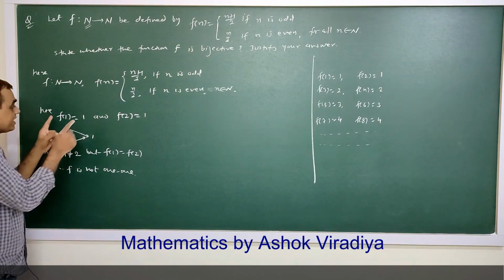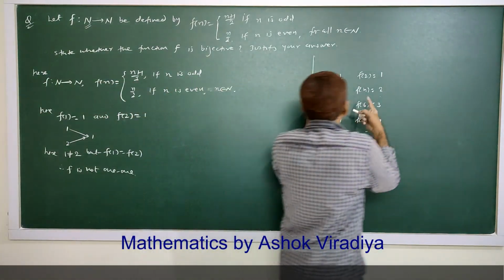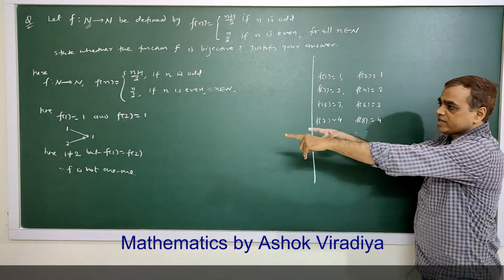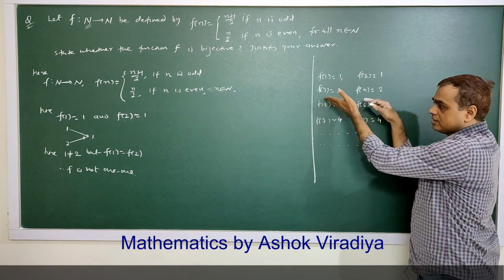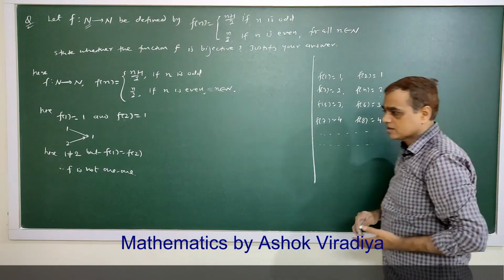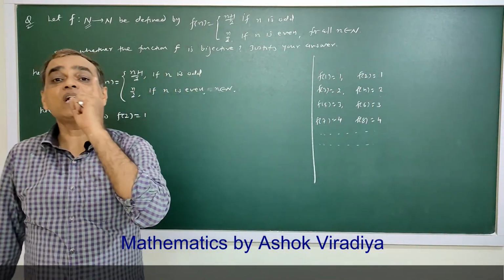The statement we have written for 1 and 2, a similar statement you can also put for 3 and 4, and for 5 and 6. There are so many examples to show the function is not one-one, but show only any one counterexample.